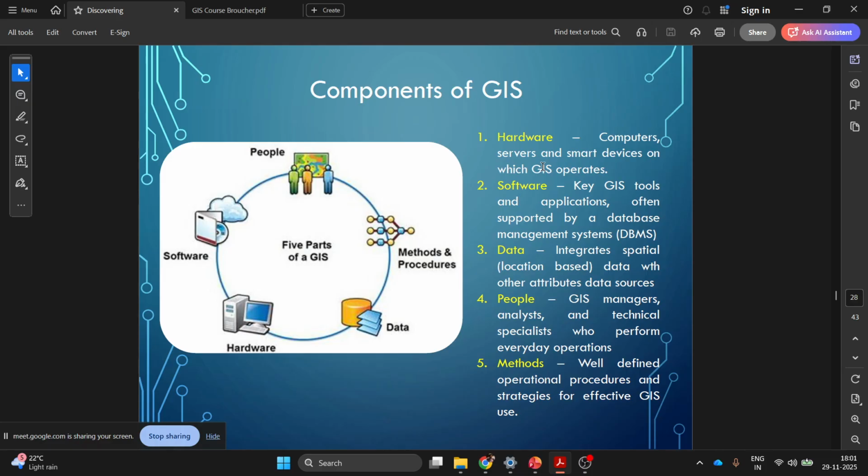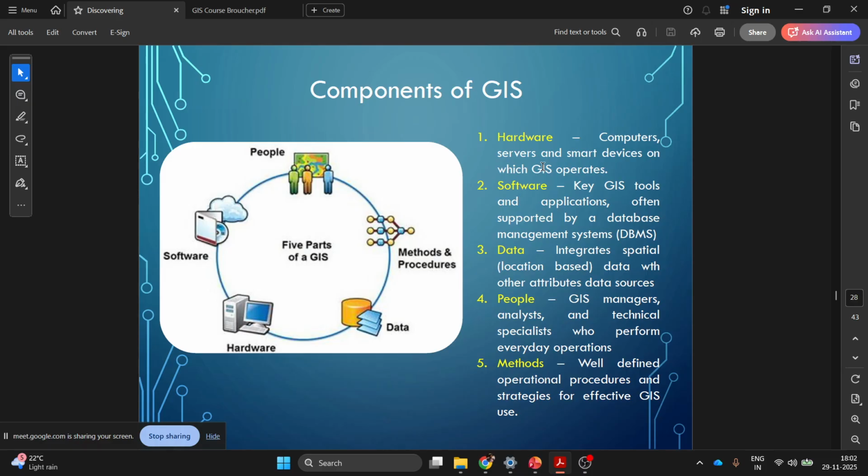And also people. If all these things are there, there should be some person who is able to analyze it, right? So in this aspect, we need people. That is GIS managers, analysts, and technical specialists who perform everyday operations: how we can operate with this data, how to analyze it, and how to interpret it. That is called people, one of the other components of GIS.